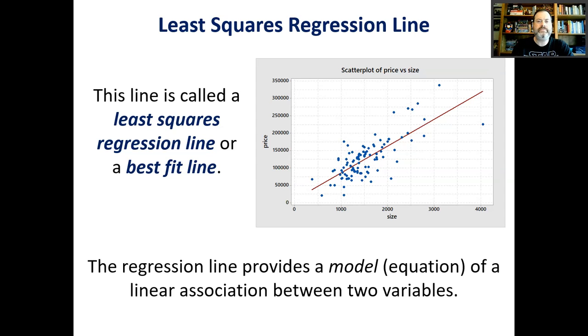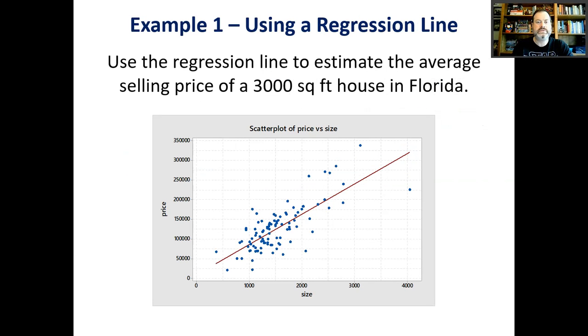So the regression line is a model, and for our purposes, model just means equation. It's just a regular line on an XY graph like you see in algebra. And it tells us about the linear association between the variables. So let's use this regression line to estimate the average selling price of a 3,000 square foot house in Florida.